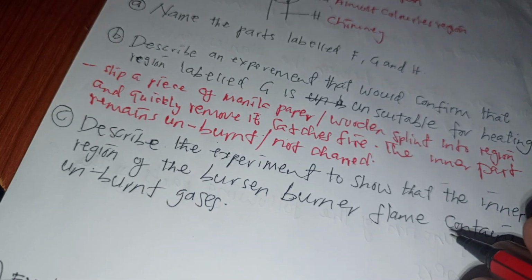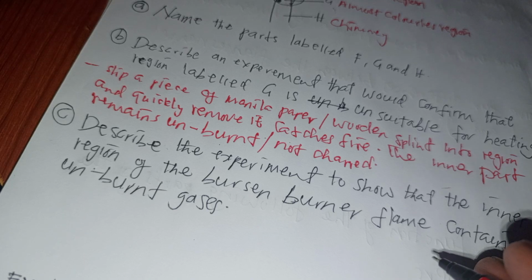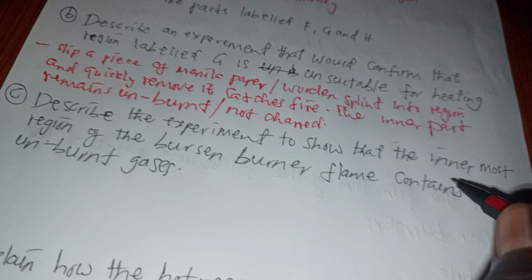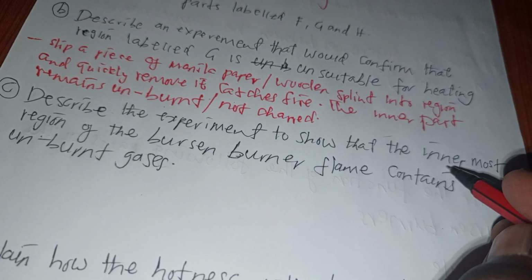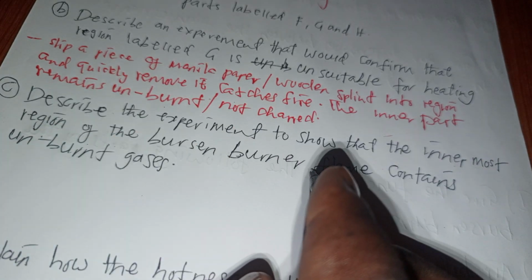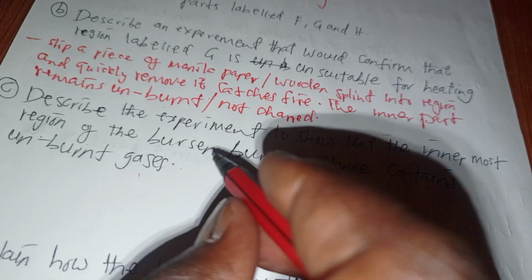Then we go to question C. Question C reads, describe the experiment to show that the innermost region of the Bunsen burner flame contains unburnt gases. So again, they want us to do the experiment here.